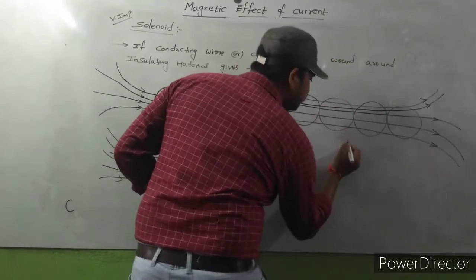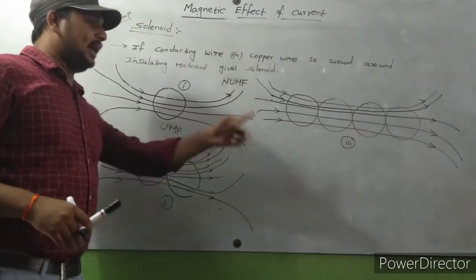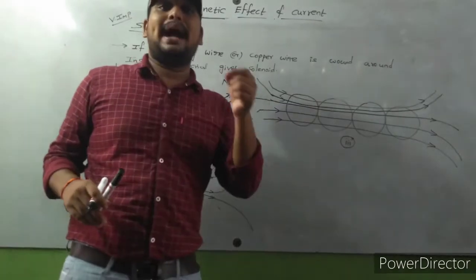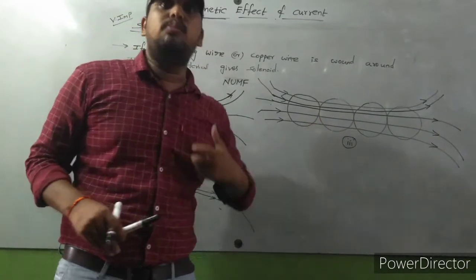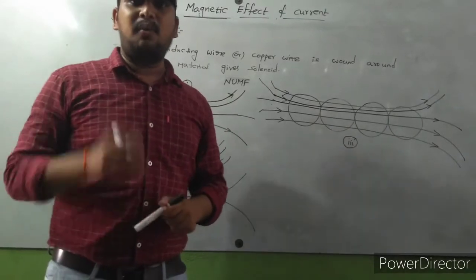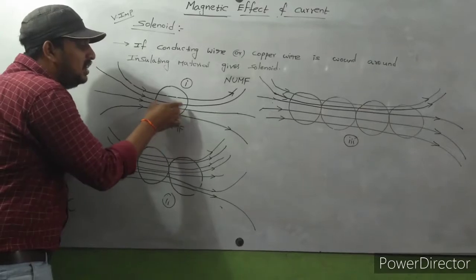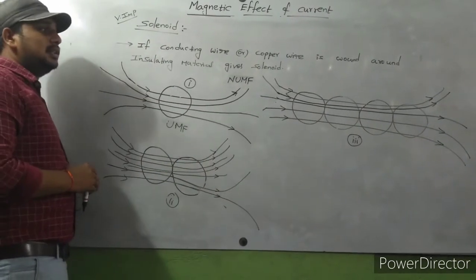So observe here. Compare case 1, case 2, case 3. Which one will give the stronger magnetic field? Case 3 will give the strongest magnetic field. Why? Here only up to this portion the magnetic field lines are straightened. Here up to this much portion the magnetic field lines are straightened.